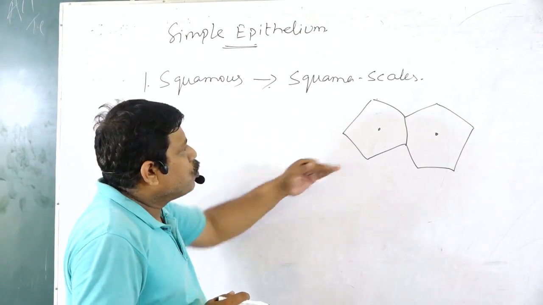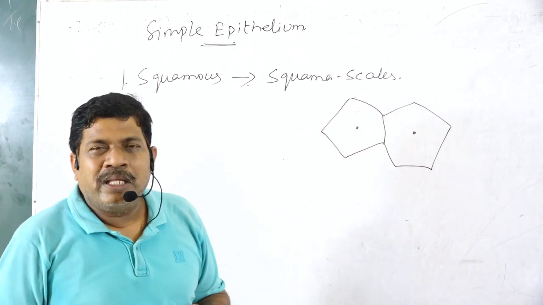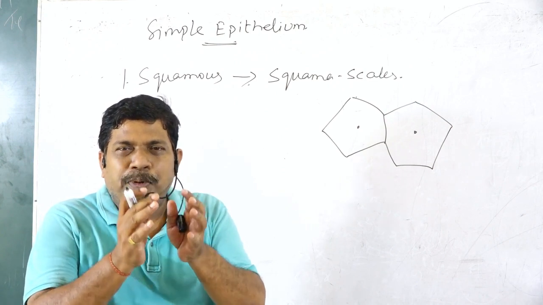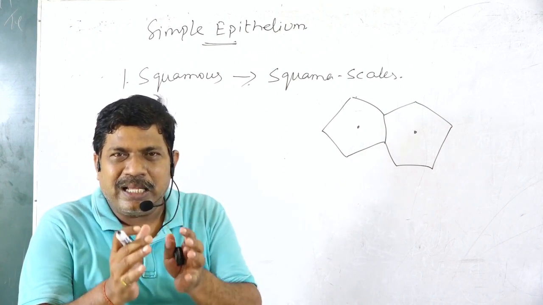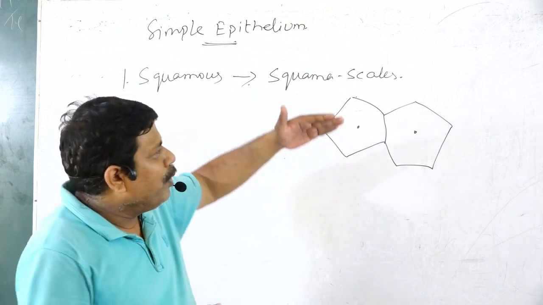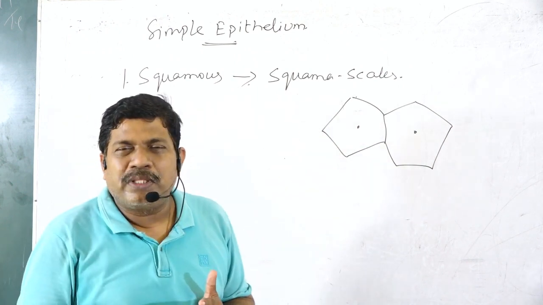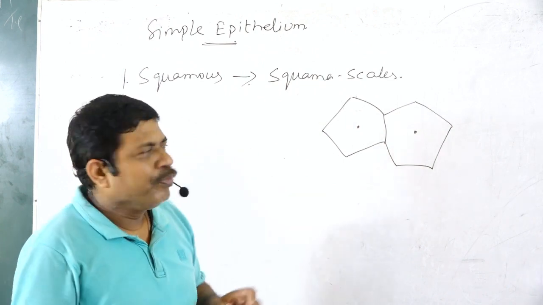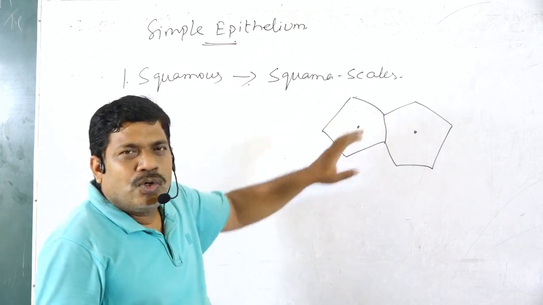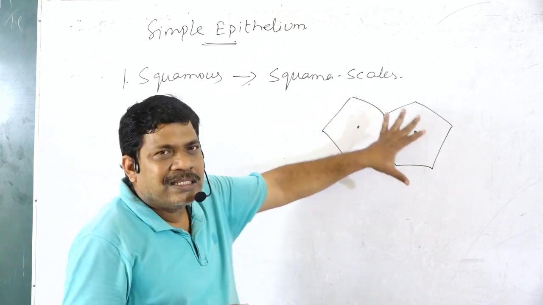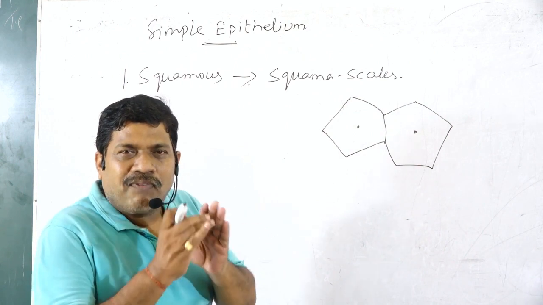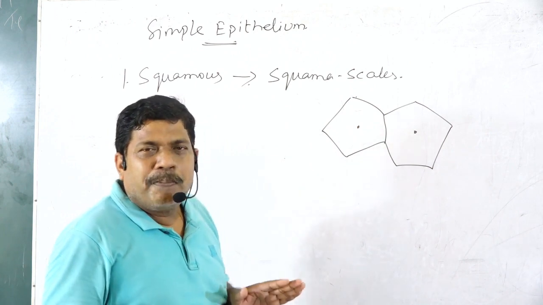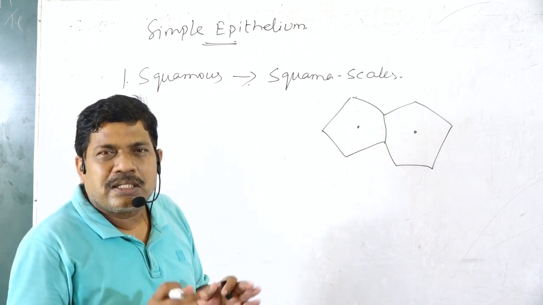Means on the basis of the shape of cells present in epithelial tissue, we classify the simple epithelium into squamous, columnar, cuboidal. And this is squamous, whose shape is polygonal, very much thin, flat, so much thin that the centrally placed nucleus provides one bulging appearance.